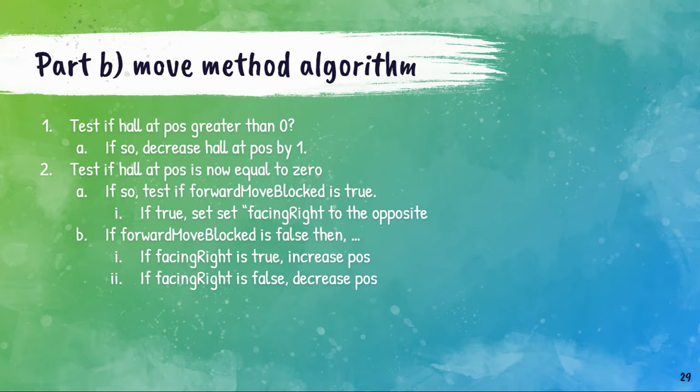Is it greater than 0? That means that there's a toy to pick up. So decrease what's in that cell by 1. Now I've got to test again. Is it equal to 0? If it's not equal to 0, the robot's supposed to stay there. So that's the reason for testing again. So I'm going to pick it up.